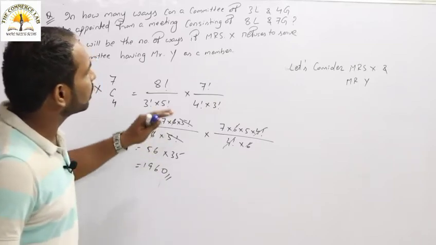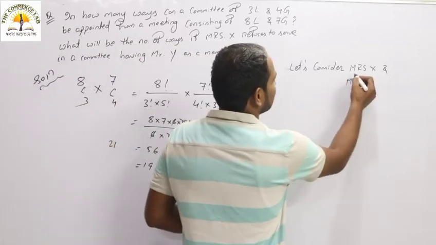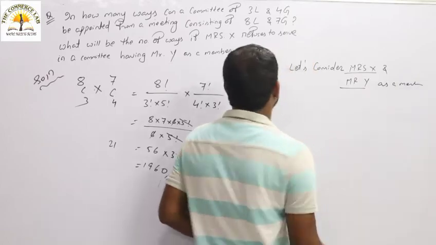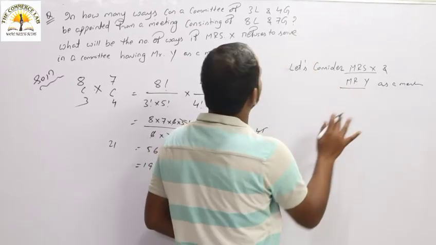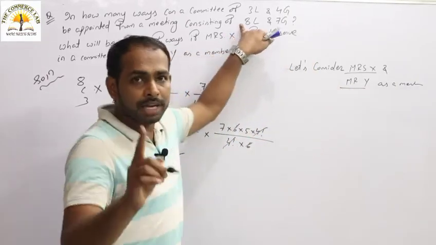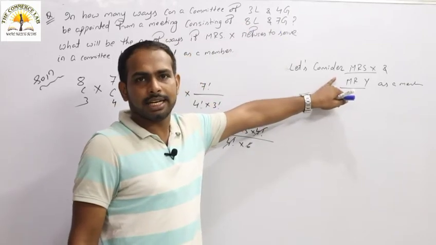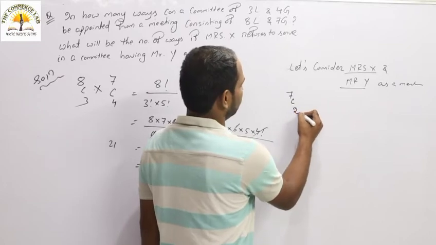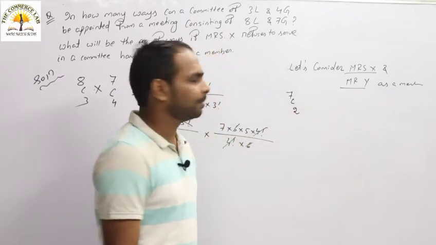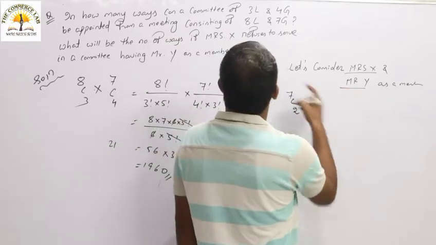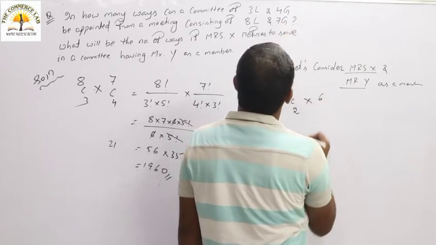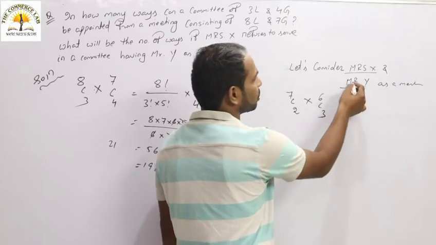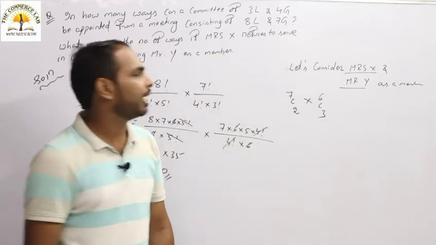Then we have to consider Mrs. X and Mr. Y as members. Then we have to select from the 8 ladies, already Mrs. X is there. That means from 7, we have to select 2, right? Then from 6 gentlemen, we have to select 3, because Mr. Y is already a member, right?